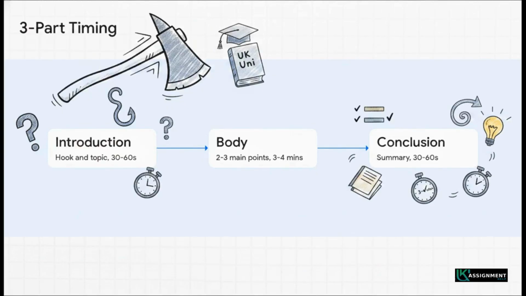To make that swing count, you need a very strict 3-part structure. Your intro has got to be tight, just 30 to 60 seconds to hook the audience and drop your topic. Your body paragraphs should run about 3 to 4 minutes, strictly limited to 2 or 3 main points, backed by some solid, practical examples. And finally, your conclusion takes the last 30 to 60 seconds to summarize the whole shebang and leave a really strong closing thought.